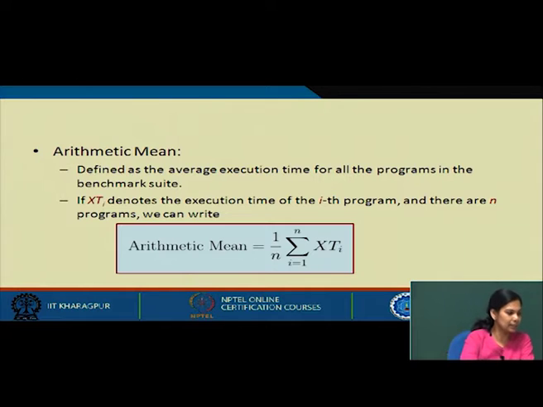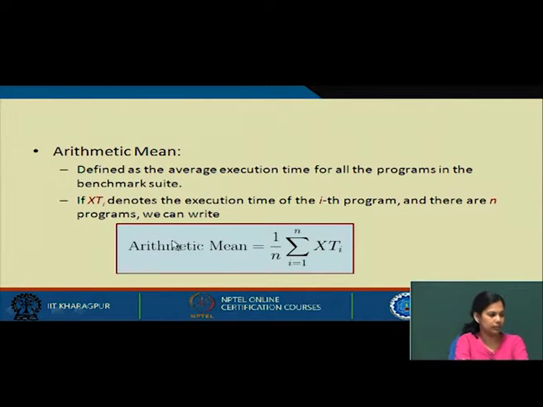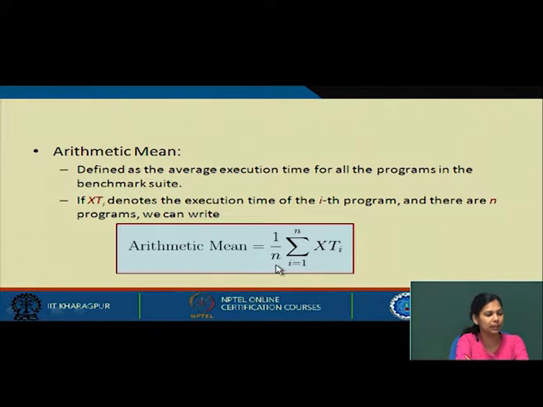So, now let us come up with something called arithmetic mean. This is defined as the average execution time for all the programs in the benchmark suite. By average execution time, what we mean is that we are averaging the execution time: summation of all divided by n. This is your arithmetic mean, where x_i denotes the execution time of the ith program and there are n programs.